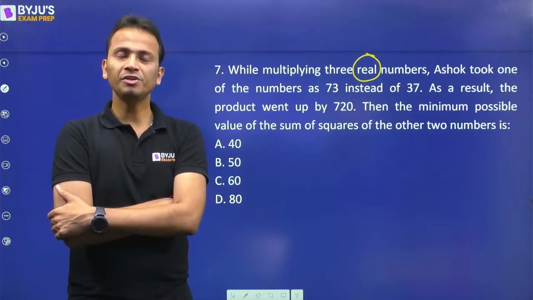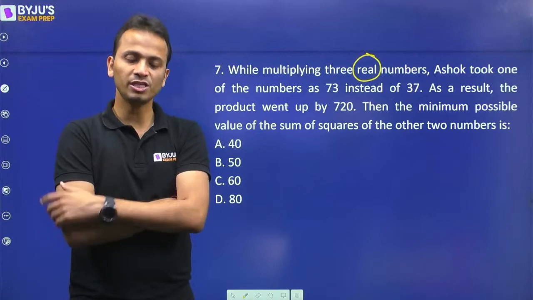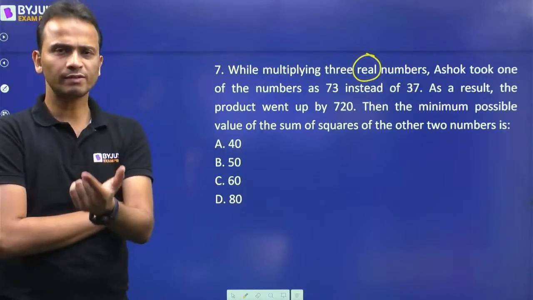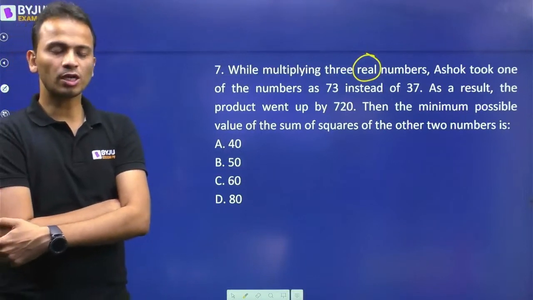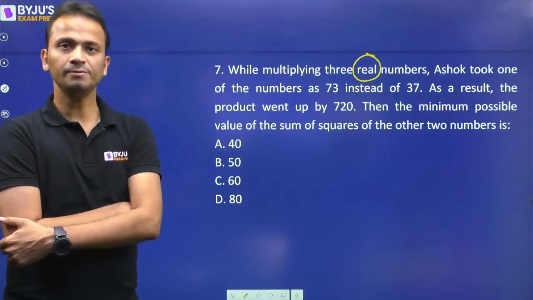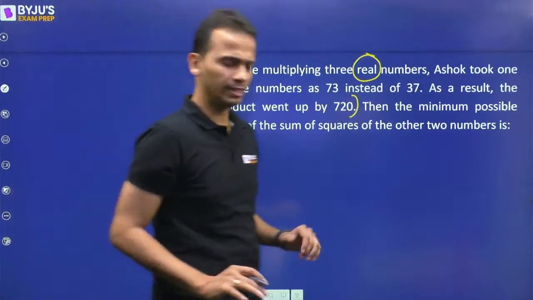While multiplying 3 real numbers, Ashok took one of the numbers as 73 instead of 37. So 37 होना चाहिए था, but उसने 73 ले लिया. As a result, the product went up by 720. Let's solve up till this part. यहाँ तक solve करते हैं, ठीक है?